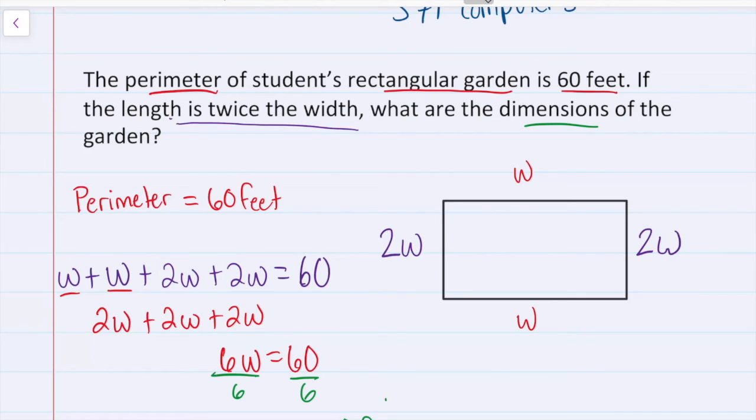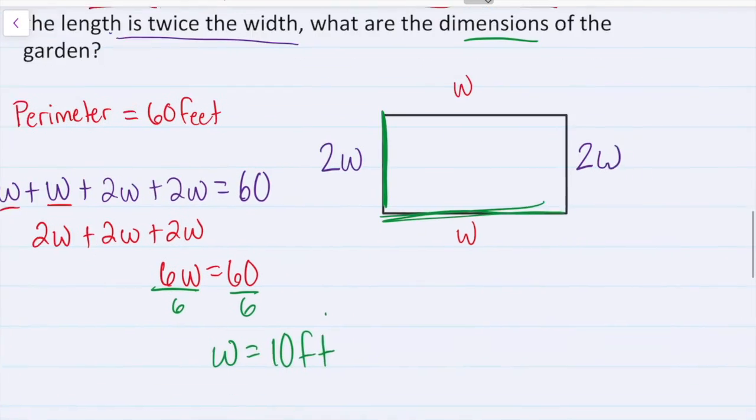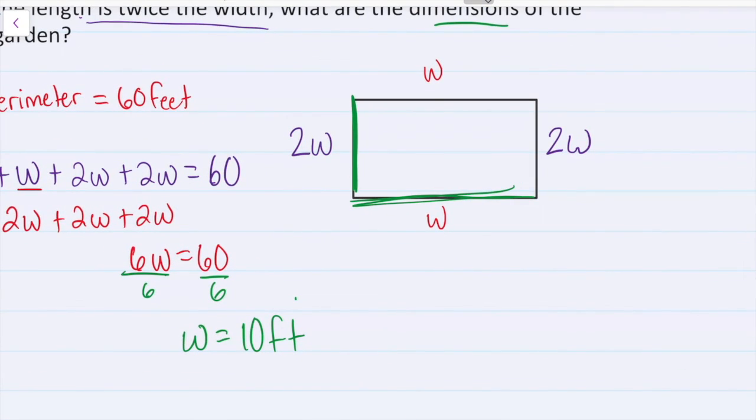So dimensions are always measured as the length and the width. We found the width, which is 10. But what's going to be the length, guys? What's going to be the length? Well, if the length is twice the width, 2W, well, 2 times 10 is 20 feet. And you found the dimensions of this rectangular garden.